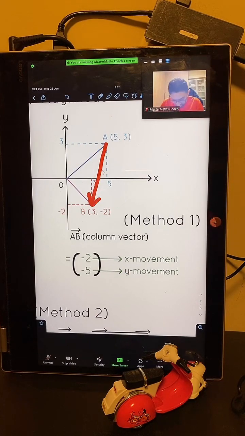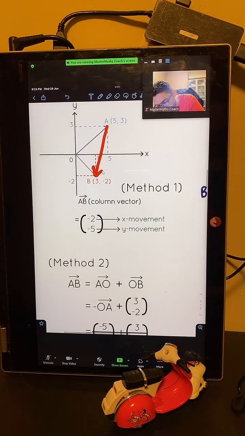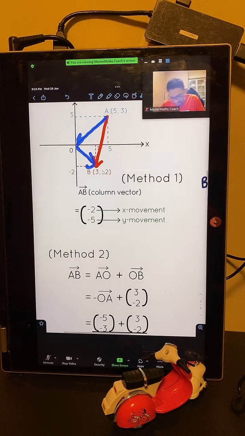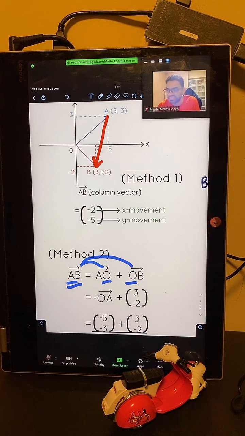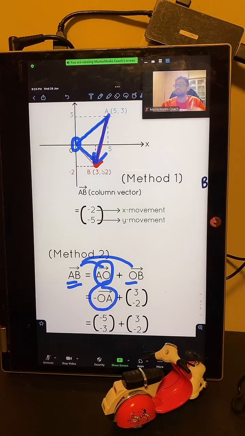Or, like I said earlier, method 2, you can go from A to O and then O to B. That is totally fine as well. Okay, again, if you want to go from KL to Singapore, you can go KL to JB first and then JB to Singapore. So you can go AO plus OB. And how do you remember this? Just split your vector into two. Okay, you can always do that. Split this up into two parts. And in between, you put a common point. In this case, from A to B, the common point is O. Johor Bahru. Okay? And AO, you can just change it to negative OA. It's just opposites of each other.